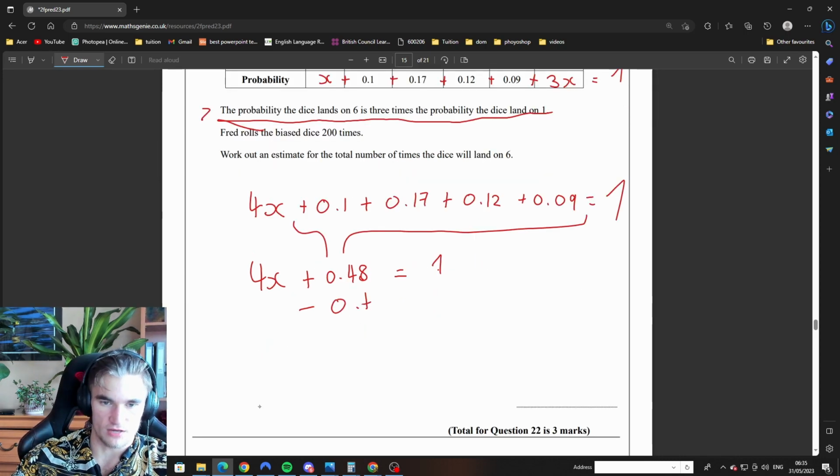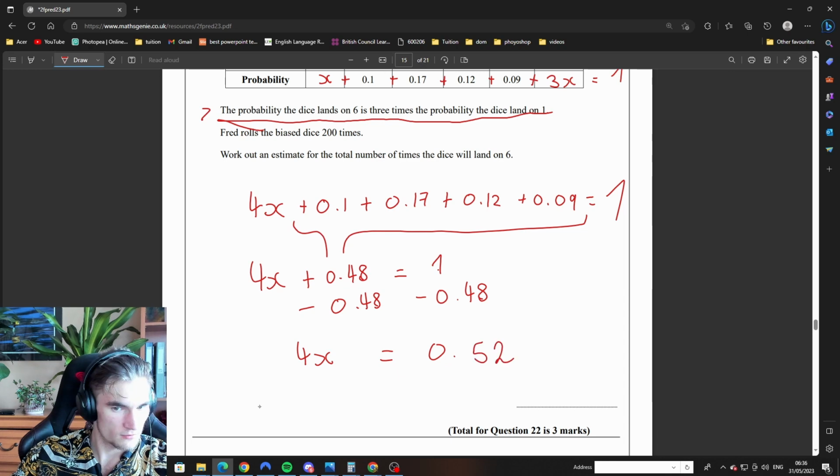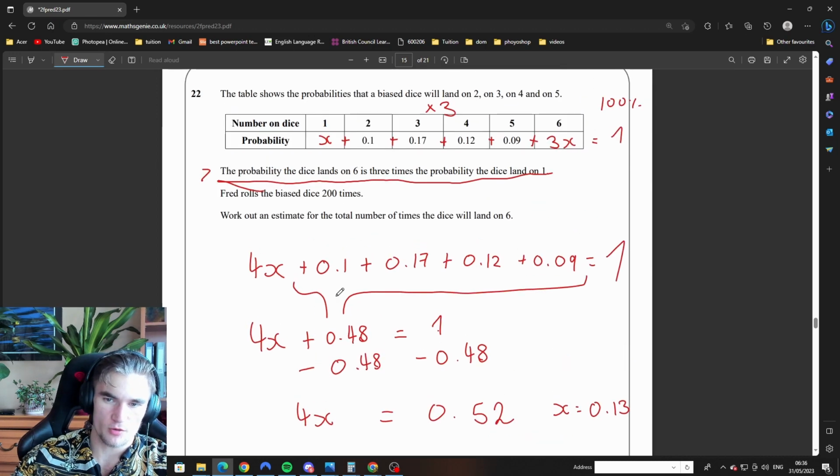Let's get rid of that first. So I'm left with 4x equals 0.52. So x equals 0.13. So if x is 0.13, what's the probability that it lands on 6? We said 3x. We know that x is 0.13. So it's 3 times that, which is 0.39.